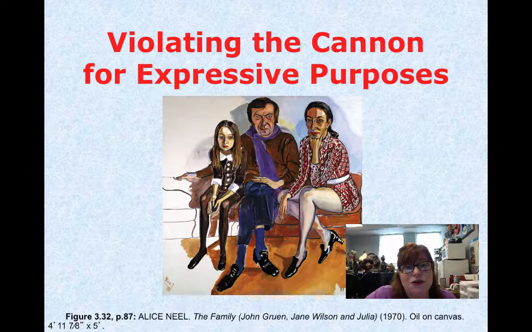And then sometimes an artist will violate the canon only for expressive purposes. So this is Alice Neel's The Family, and every single one of her portraits looks like this. They have great big heads and sometimes giant hands and teeny feet, or teeny feet and giant hands. Generally the heads are outsized. People were really, really crazy about her in the 70s. I'm not sure I'd want her painting my family, but that is what she did.